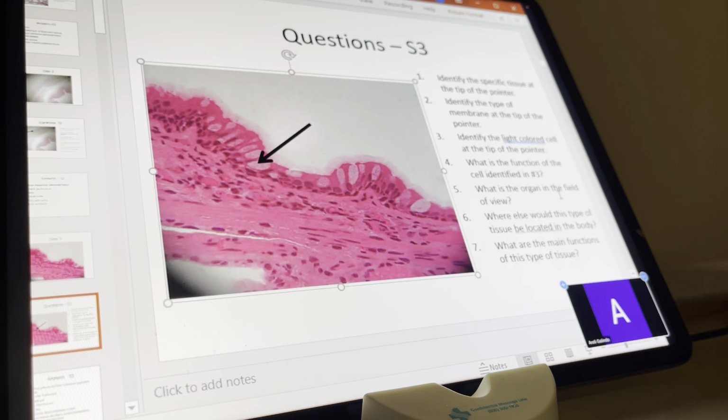So hold on. Can you repeat the question? Yeah, so identify the type of membrane at the tip of the pointer. This is one of those, it's basically asking the 3 general types. Oh, mucus. Exactly. The trachea, right? Yeah, I just like the number 6.